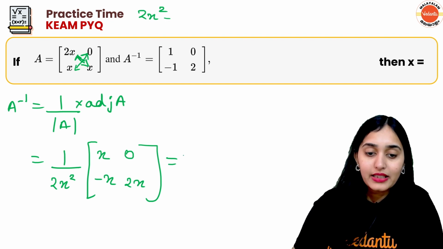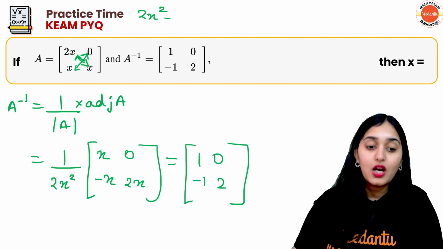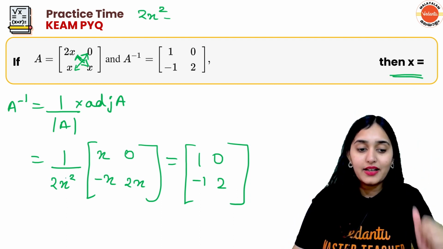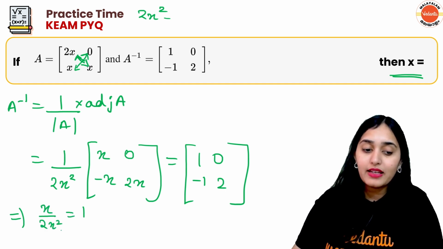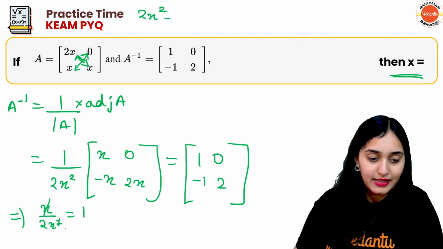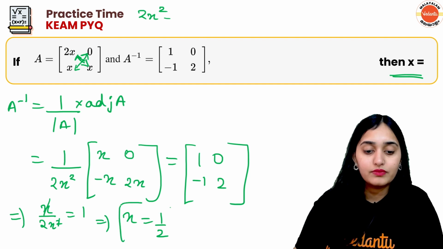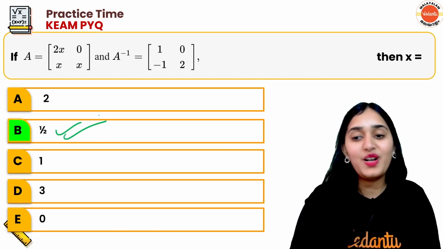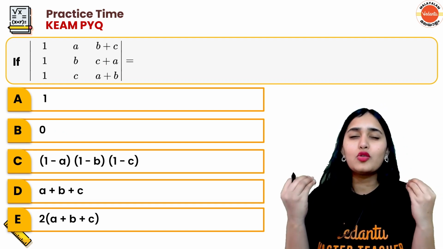Okay. Now it is given this is equal to 1 0 minus 1 2. So what is the value of x? Now just calculate here. So this implies that x upon 2x square is equal to 1. X cancel, x goes there, x is equal to 1 by 2. That's your answer, x is equal to 1 by 2. Okay, next question. I guess this is the last question, a super super easy question.